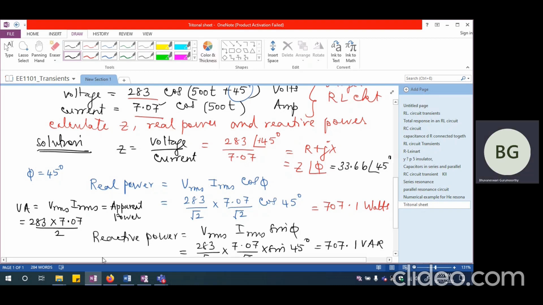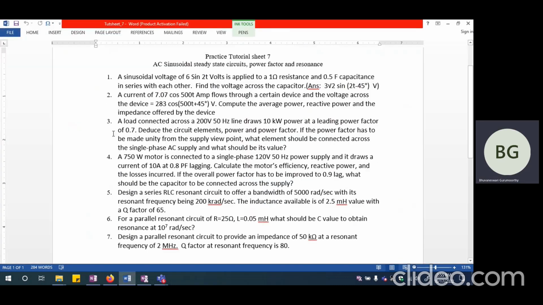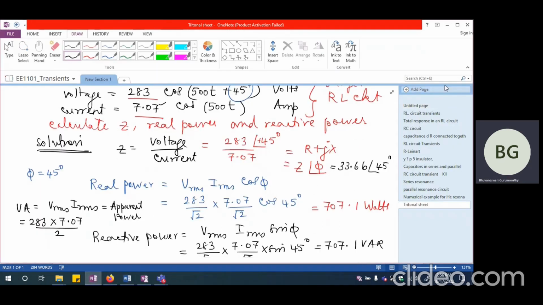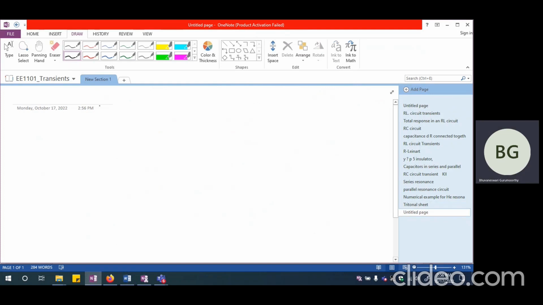Now let us try to do problem number 3. Problem number 3 has the statement: a load connected across a 200 volts 50 hertz line draws 10 kilowatt power at a leading power factor of 0.7. Deduce the circuit elements, power and power factor. This is the first portion of the question. So 200 volts and 10 kilowatt of power, that is what is being said. So problem number 3.